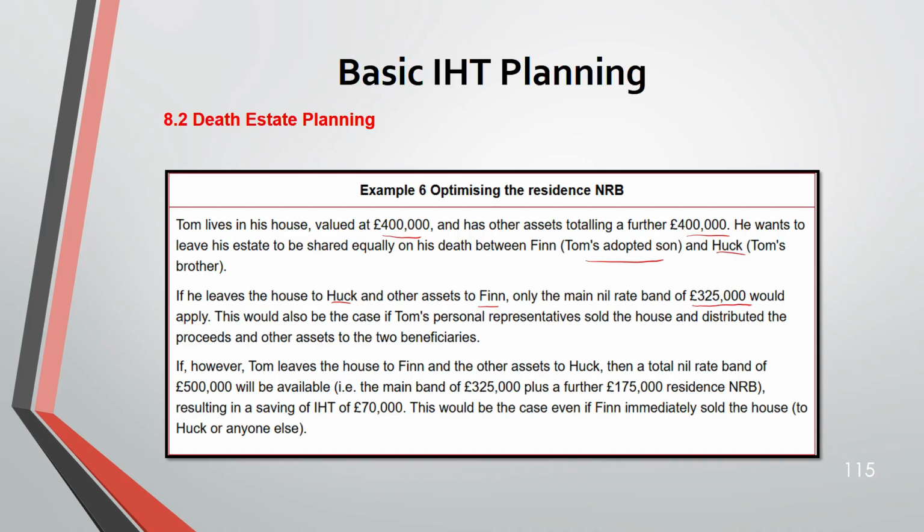But if he leaves the home to Finn, the adopted son, then he will also get the residence nil rate band of 175 along with this 325. Now, if he leaves it to Finn, then the total nil rate band would be 500: 325 nil rate band plus 175 residence nil rate band. Which will result in a saving of inheritance tax of 70,000. Just take 40% and apply it on 175.